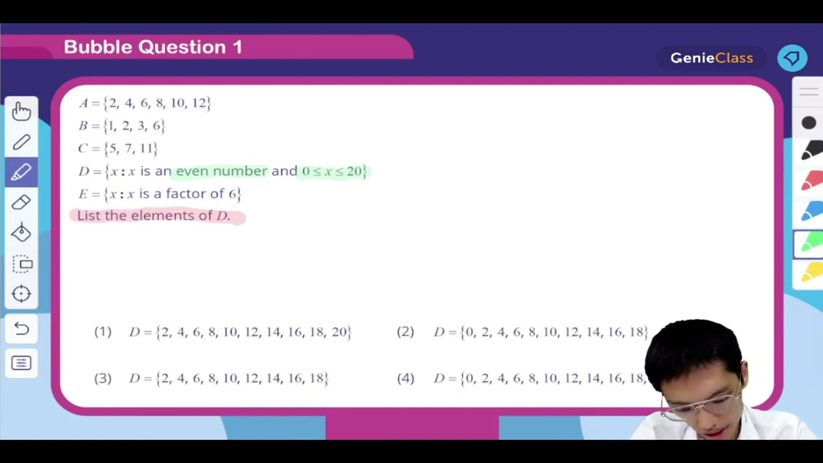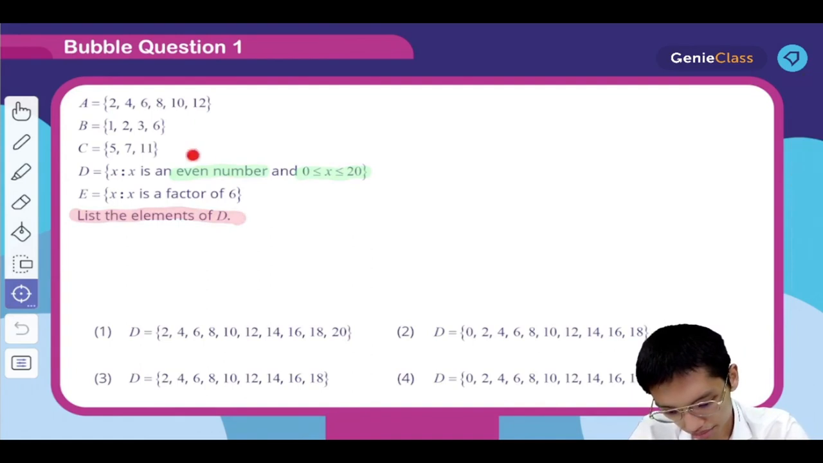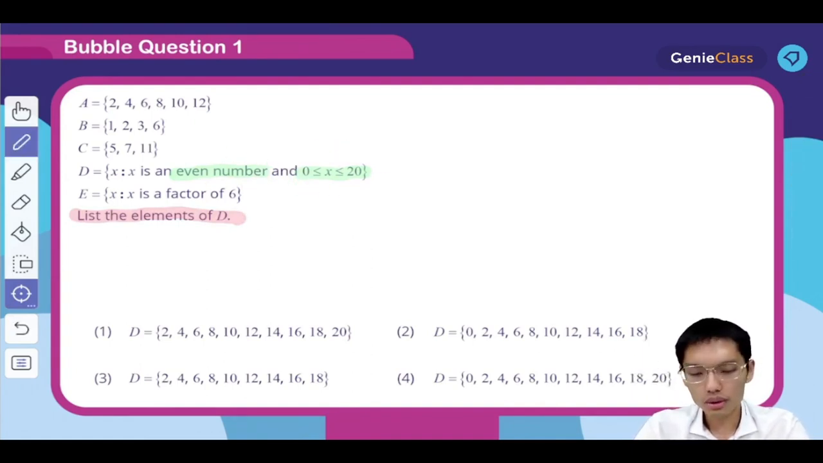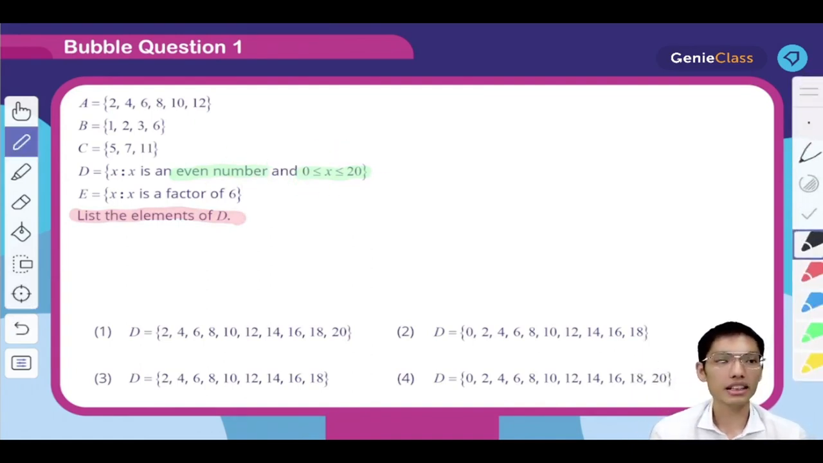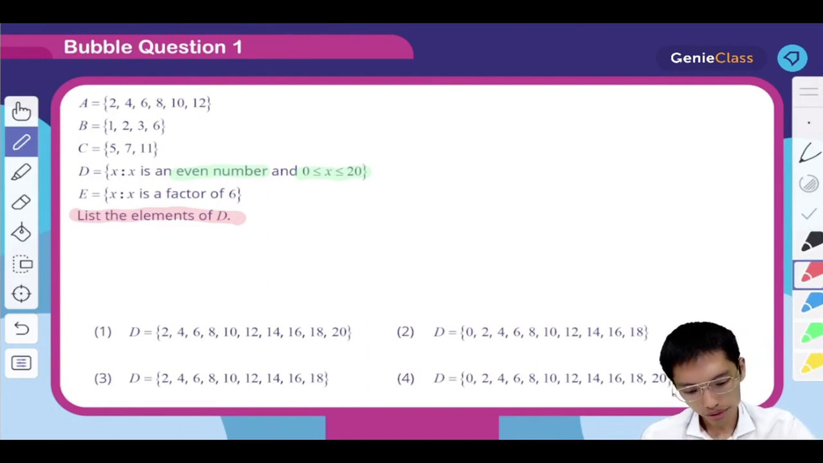D over here, what is it? It is an even number from 0 to 20. So what is an even number? An even number means I can divide the number by 2. So in fact, number 4 is correct. Some of you missed out 0. Some of you missed out the number 20.